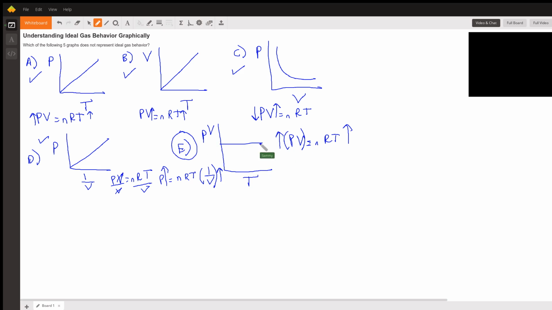Now, what this graph would actually look like is, let me draw that better. What that graph would look like is you have PV versus T. So as we increase the T, PV is increasing. So it actually looks something like this. And that would be the answer.